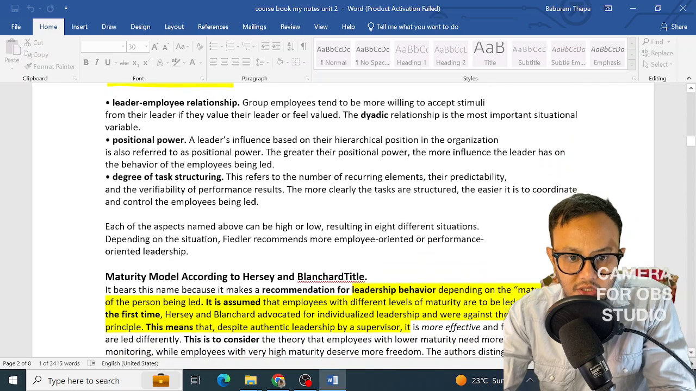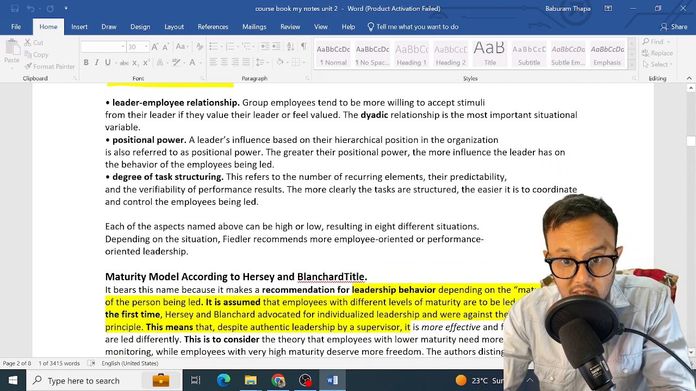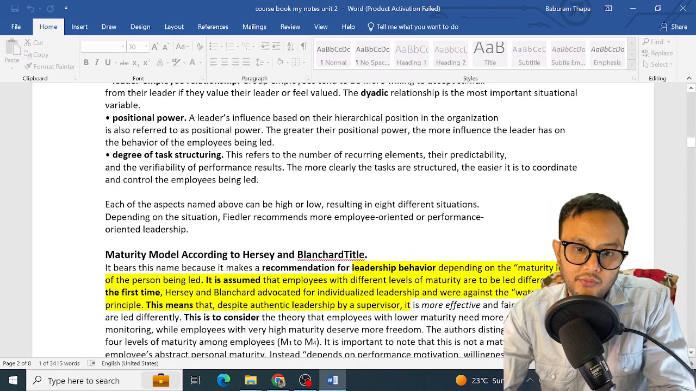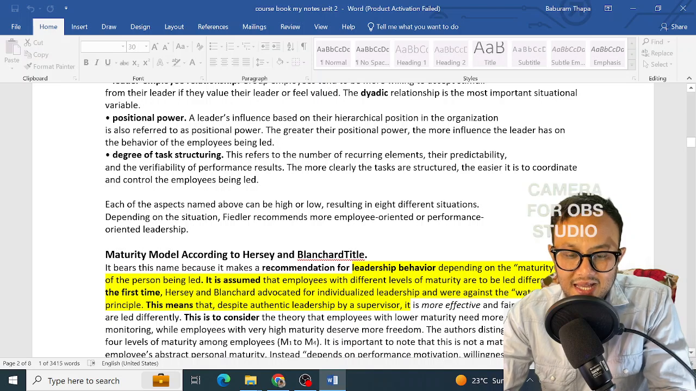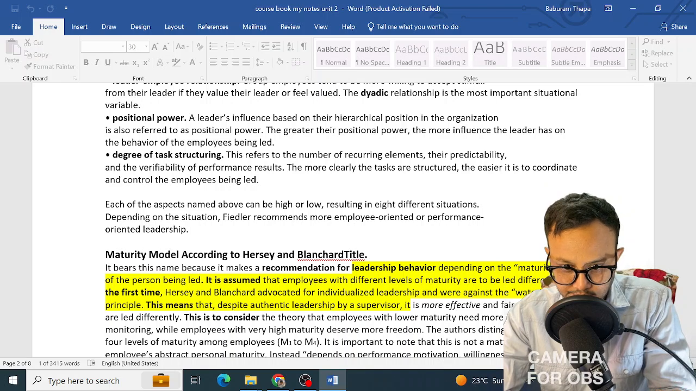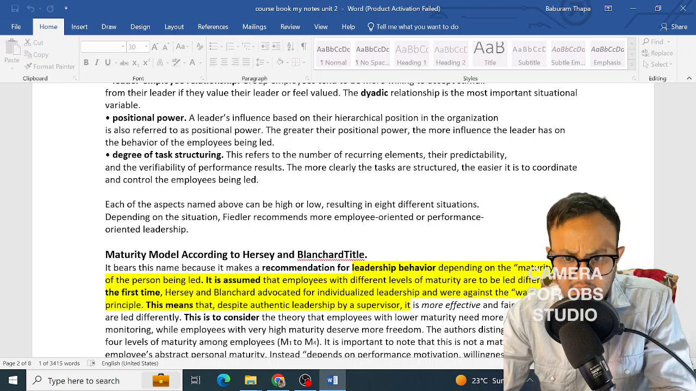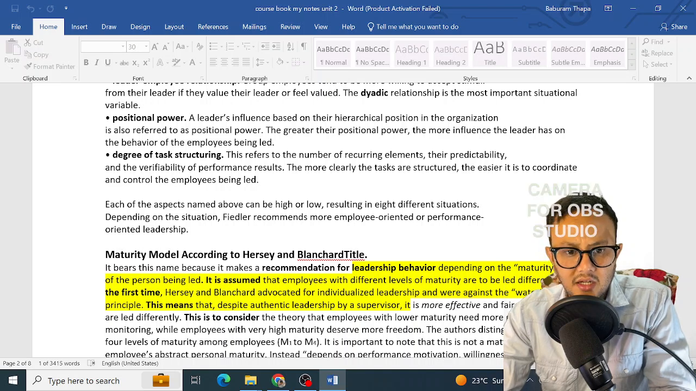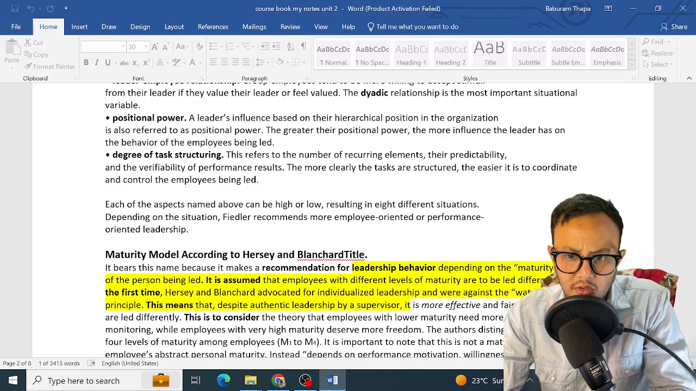So positional power: a leader's influence based on their hierarchical position in the organization is also referred to as positional power. In what position they are in the organizational chart, top position, middle position, okay, that is also important. The greater their positional power, the more influence the leader has on the behavior of the employee being led. So if the CEO says something, every employee follows. So that is what is called positional power.